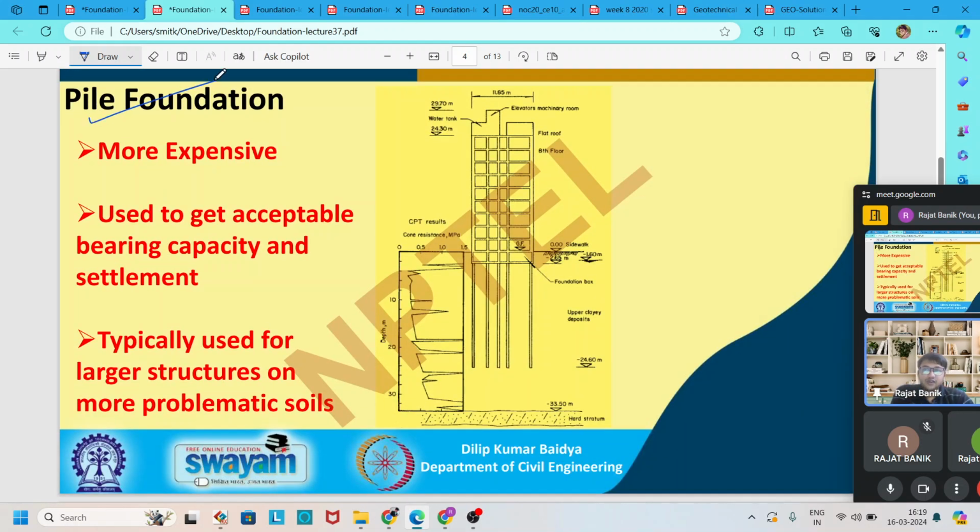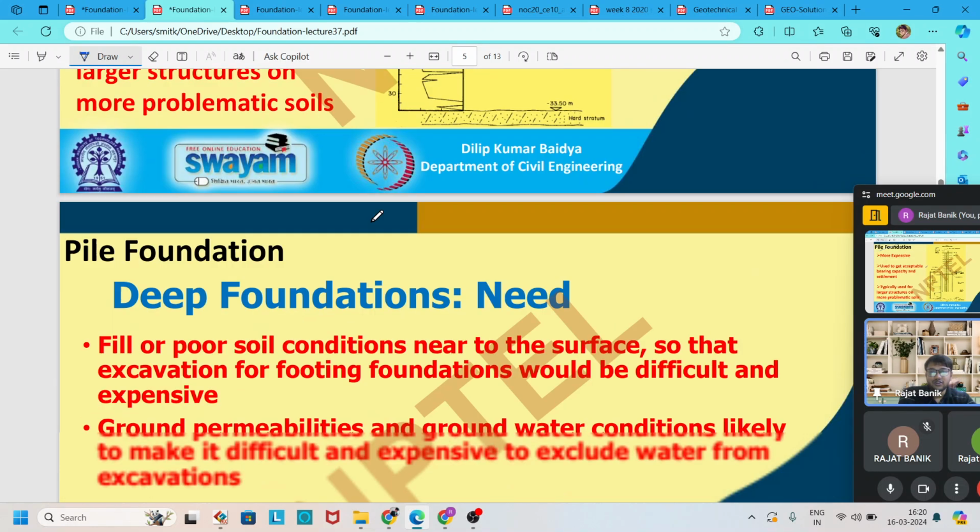Then there is pile foundation. We already know that pile foundations are more expensive, meaning they require more money to construct than any type of shallow foundation. They are used to get acceptable bearing capacity and settlement. We mostly use pile foundations where the structure must be safe against both bearing failure and settlement, typically for larger structures on more problematic soil, where the soil condition is very poor.